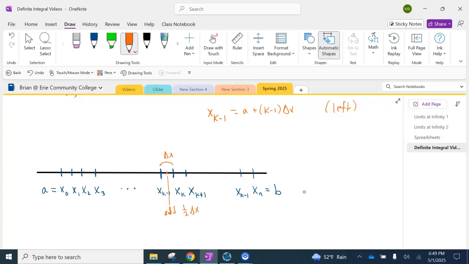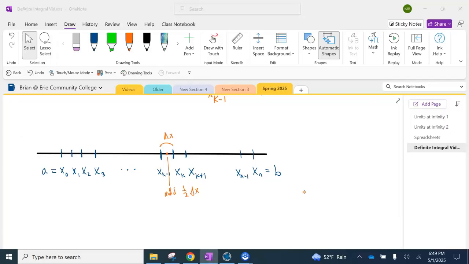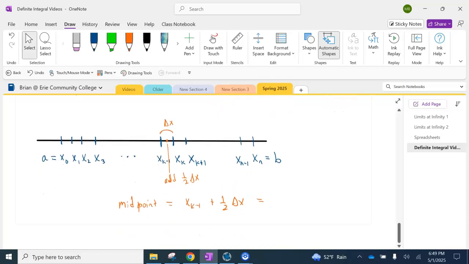So if we want to get the midpoint of the kth subinterval, we're going to take the left endpoint, x of k minus 1, and add on 1/2 times delta x to that. Now we already know what the left endpoint is. Left endpoint is a plus k minus 1 times delta x. And then we're just going to add on 1/2 delta x to that.